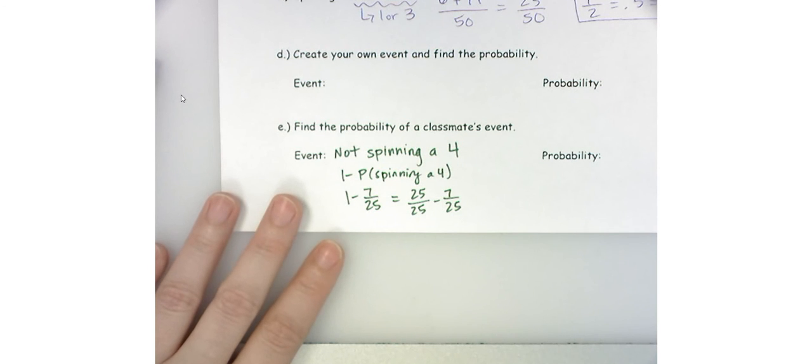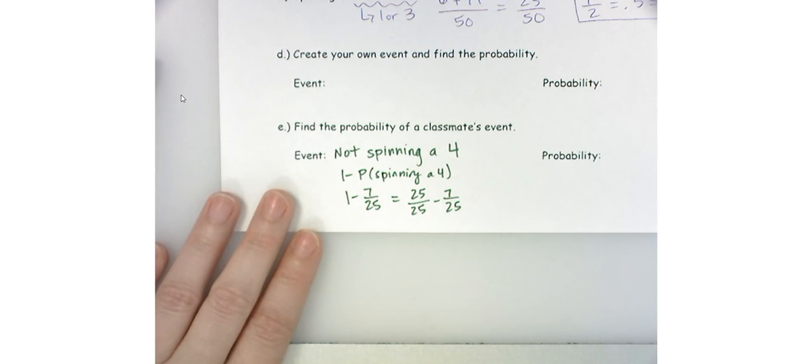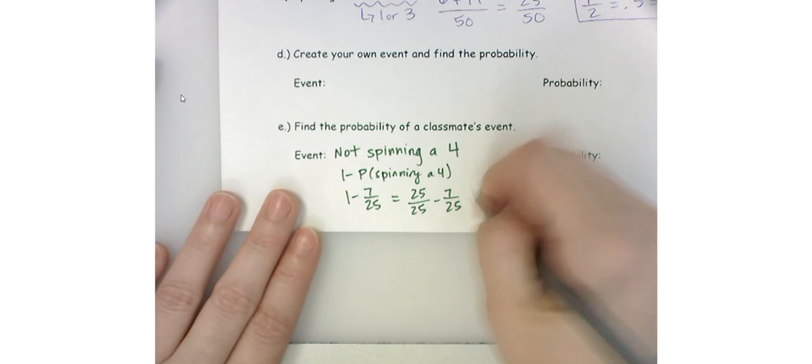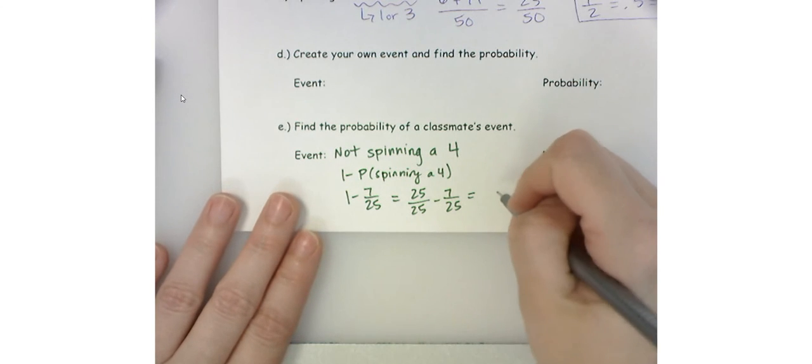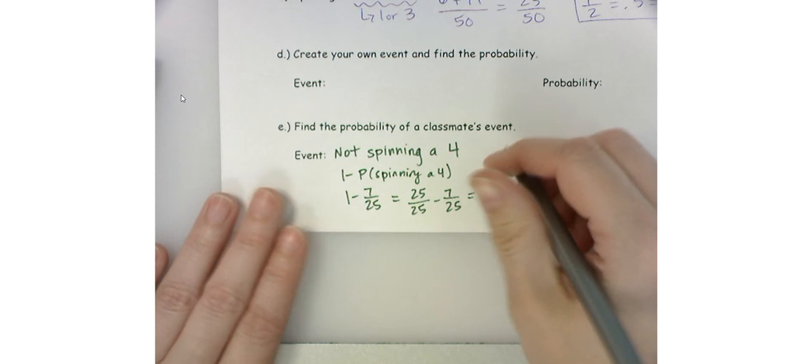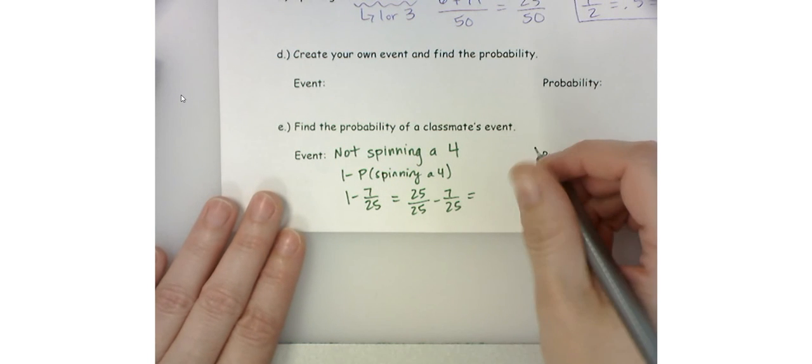Okay, so will you do an event? I'm fine if you and your elbow partner want to come up with the same event. So write what your event is and what the probability is. And while you're doing that, I'm going to pass out your homework.